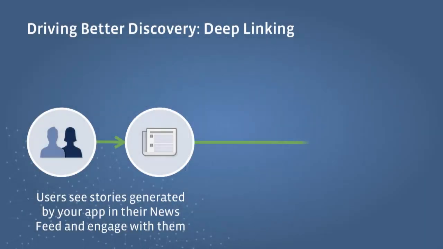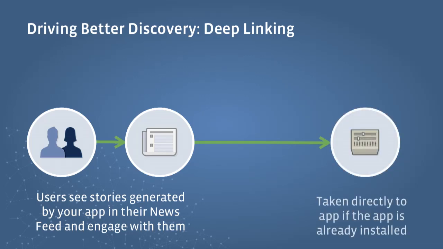The next thing you have to do is, when people see those beautiful, engaging stories, you need to close the loop so that when they tap on them, when they interact with them, they come to your app. That's a feature we call deep linking. Users will see the stories that are generated by your app, and when they engage with those stories, we'll take them directly to the app if it's already installed on their device.